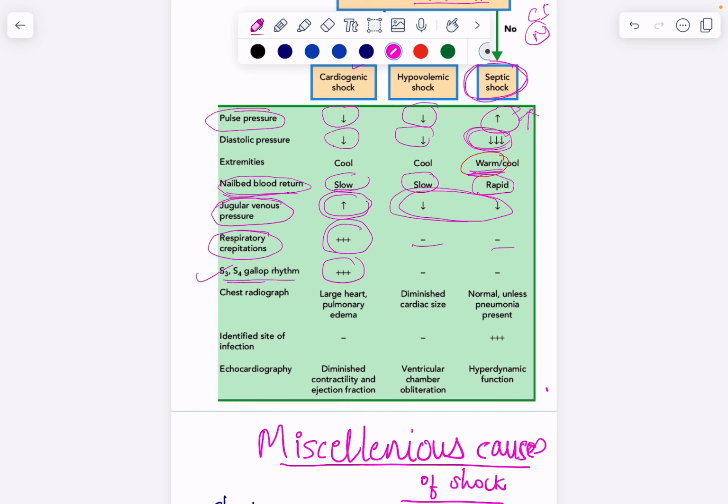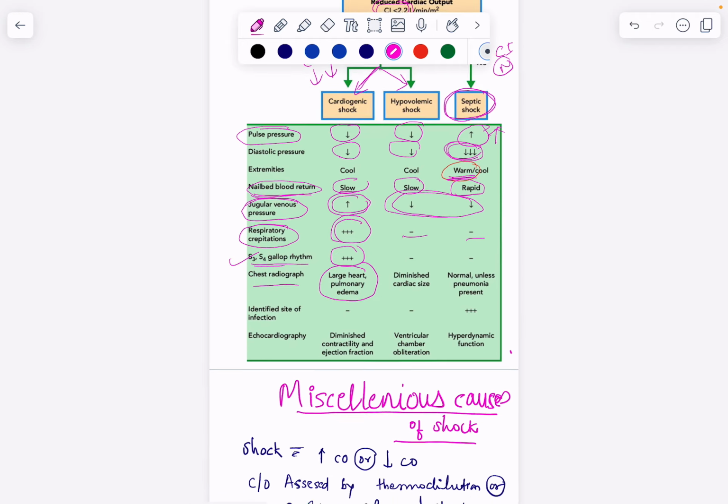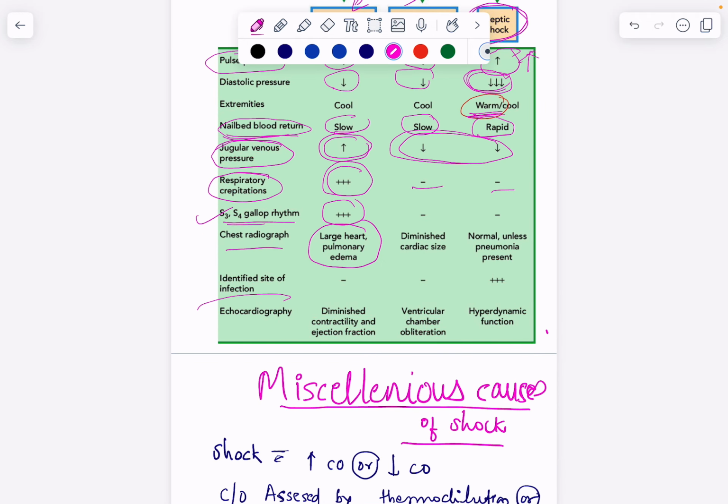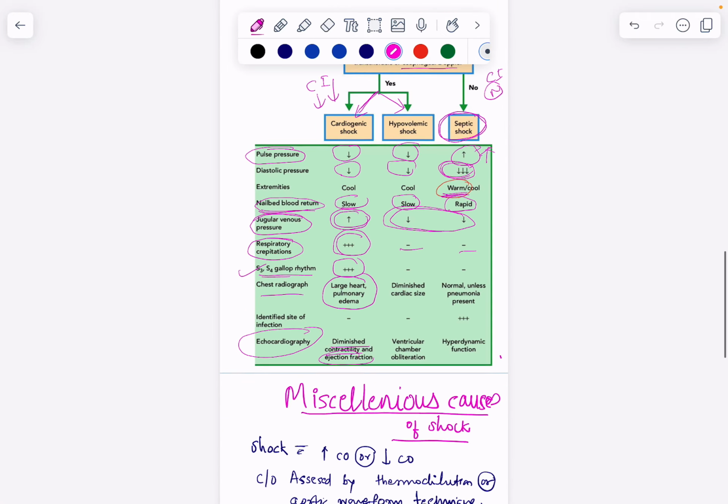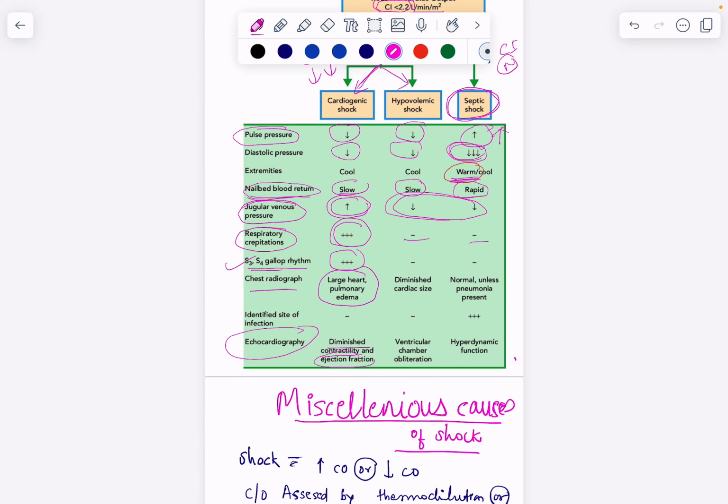If you do an X-ray of the patient in cardiogenic shock, there will be a large heart. Pulmonary edema will be there. You can see a bat's-wing appearance in the X-ray. And if you do echocardiography in cardiogenic shock, there will be diminished contractility and the ejection fraction will be reduced. But in hypovolemic shock and septic shock, the function can be anything.